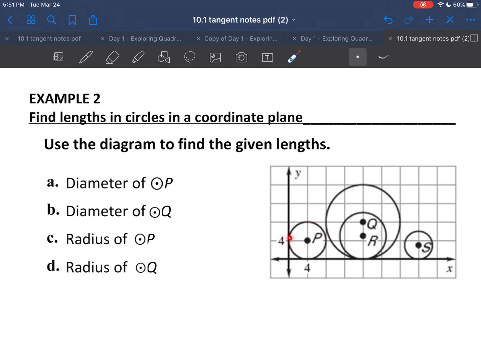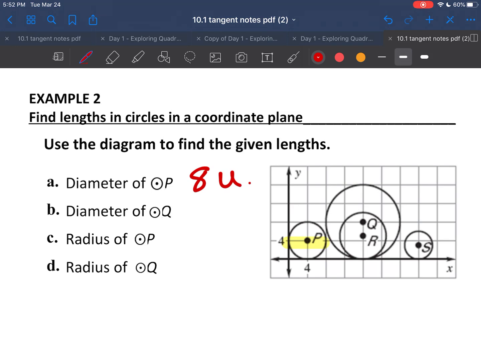All right, so here's circle P right here. Diameter is the distance all the way across my circle. So I could highlight that if I wanted to. And if I notice, look at your scale, it says 1 grid is 4 units, so 2 grids would be 8 units. So the diameter would be 8 units. I'm just going to put U to abbreviate unit.